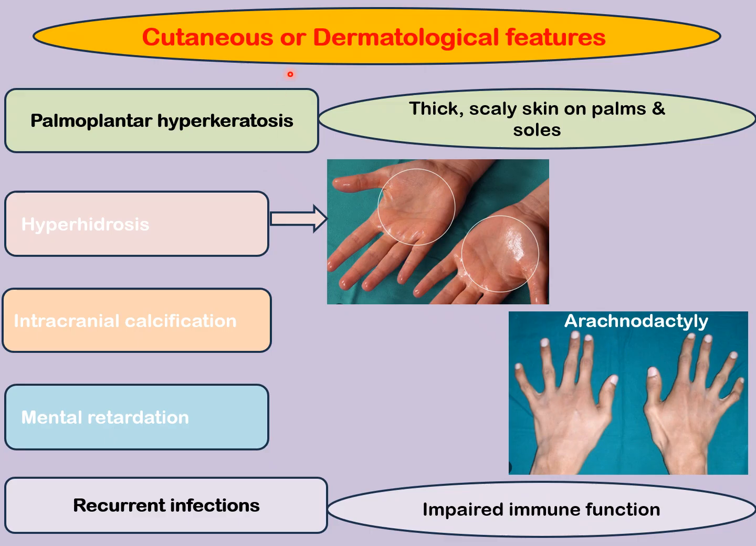Coming to the cutaneous or dermatological features, in patients of PLS there is palmoplantar hyperkeratosis, in which there is thick scaly skin on the palms and soles. Next is hyperhidrosis, in which there is excessive sweating beyond normal. Next is intracranial calcification. We can see the patient has mental retardation and arachnodactyly, which means long, slender, spider-like fingers and toes. There are also recurrent infections due to impaired immune function.